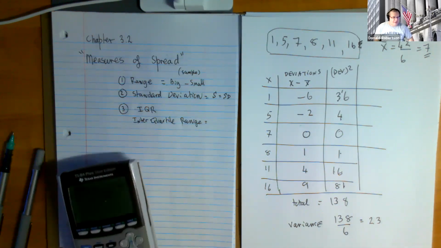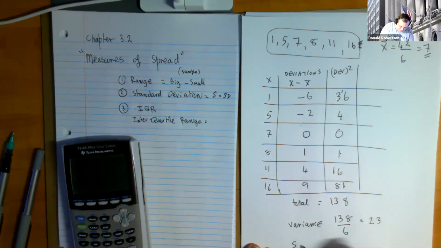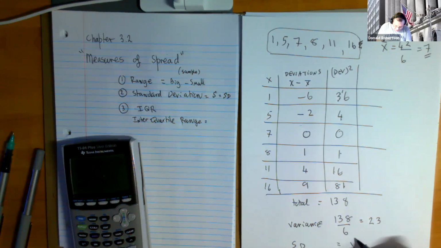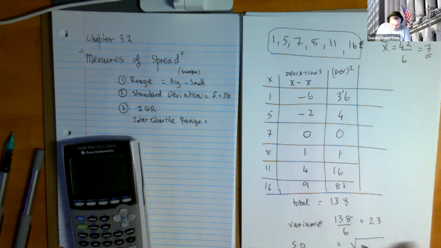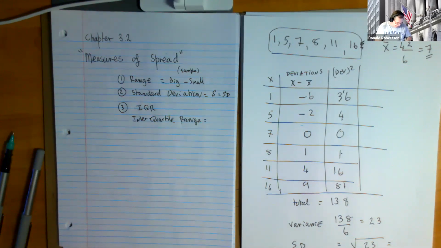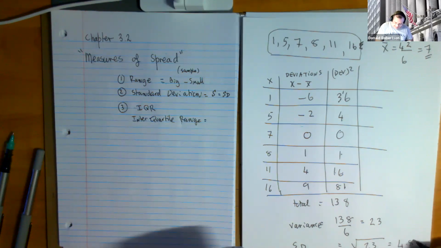You got 23. And the standard deviation of the population, because I've just shown you how to do the population standard deviation, is the square root of this. So the square root of 23 is about 4.8.